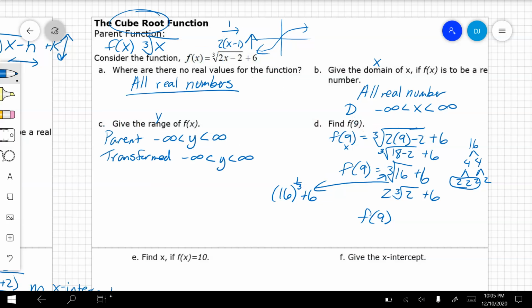Okay, here we go. So that's 2.52 plus 6. I forgot to add that, so that's really 8.52, which would be f of 9. So at 9, the y value is going to be 8.52.